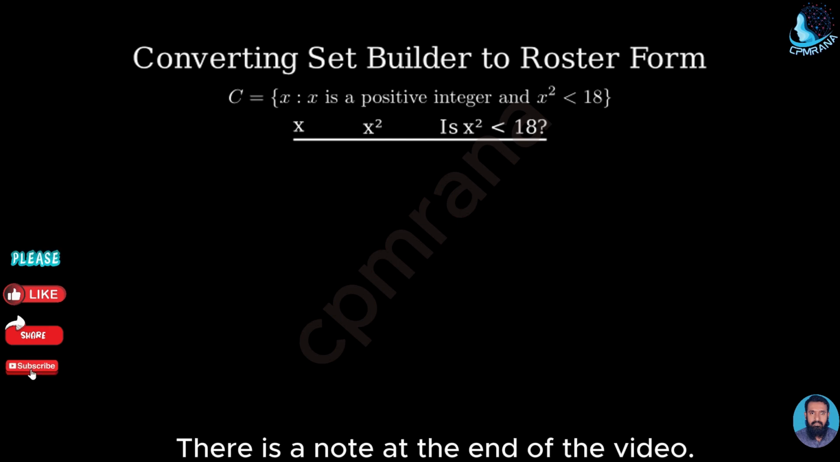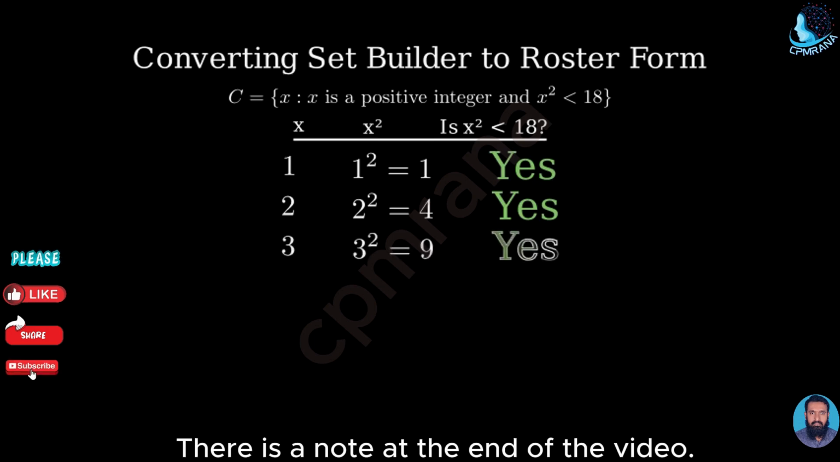Let's start with x equals 1. When we square 1, we get 1, which is less than 18, so 1 is in our set. Next, let's try x equals 2. 2 squared is 4, which is also less than 18, so 2 is in our set. For x equals 3, 3 squared is 9, which is still less than 18, so 3 is in our set.